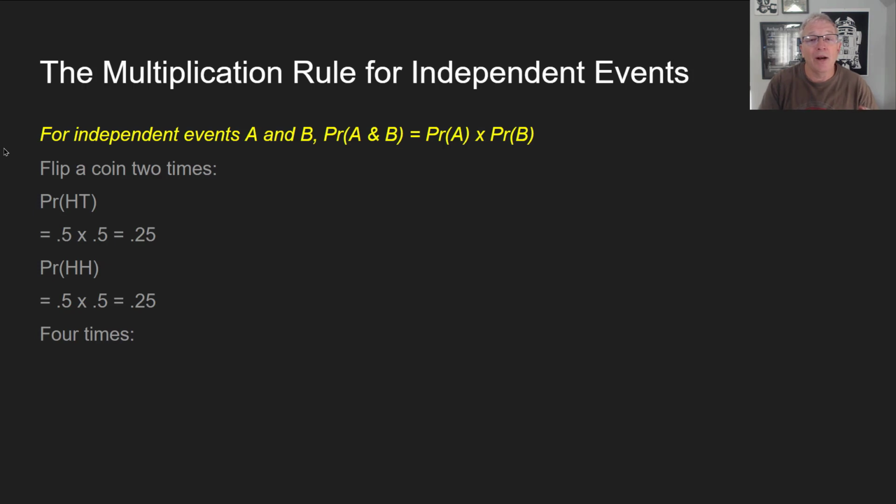What's the probability when I flip a coin 4 times of getting, say, 4 tails? You might think this is unlikely. It's no more likely than any other particular sequence of independent events. It's 0.5 times 0.5 times 0.5 times 0.5, which is 0.0625. So when we apply the multiplication rule for independent events to questions like coin tosses, which are independent, we just straight up multiply the probabilities.